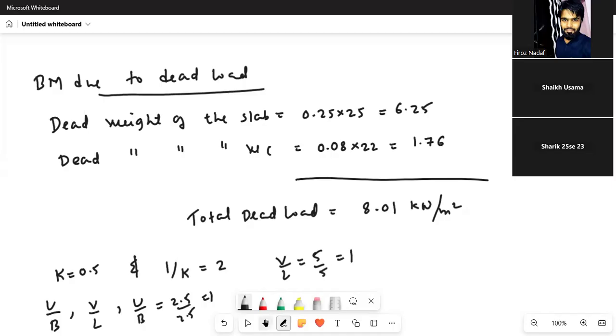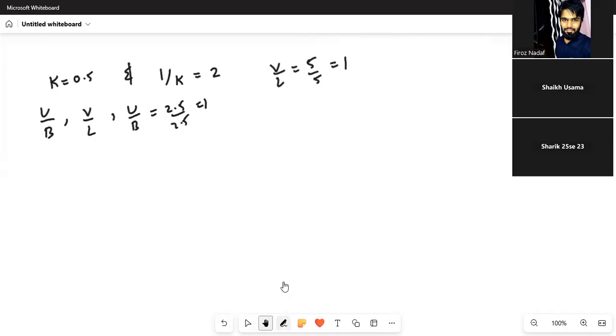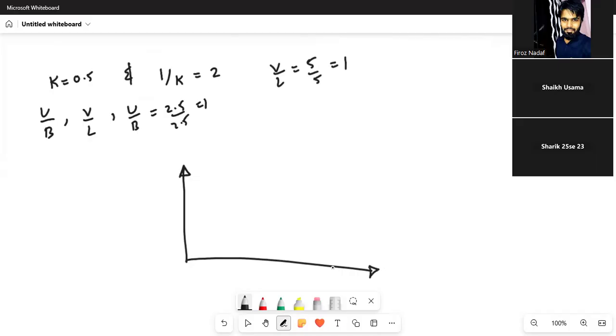As the panel is loaded with uniformly distributed load, U by B and V by L will be equal to 1. Okay. So I will tell you how the curve will be for the UDL. You have M1 and M2 from the y-axis. In the x-axis, you have the value of K or 1 by K. So K is for M1 and 1 by K is for M2. I'll show you the curve for the dead load.